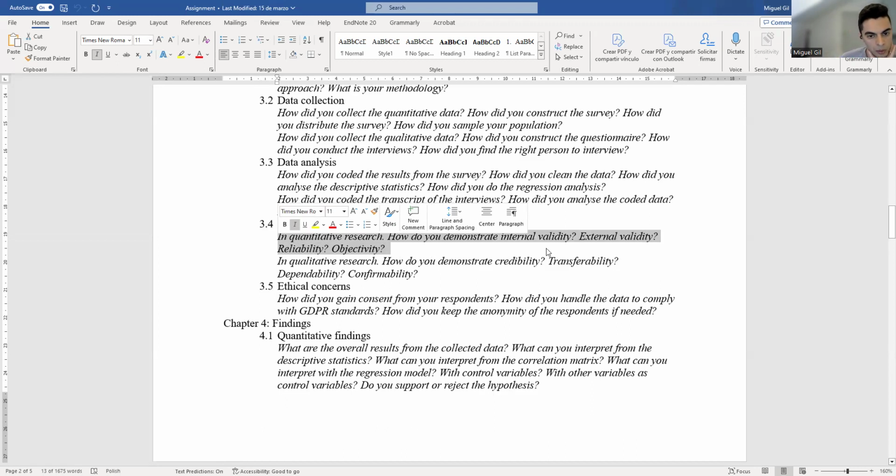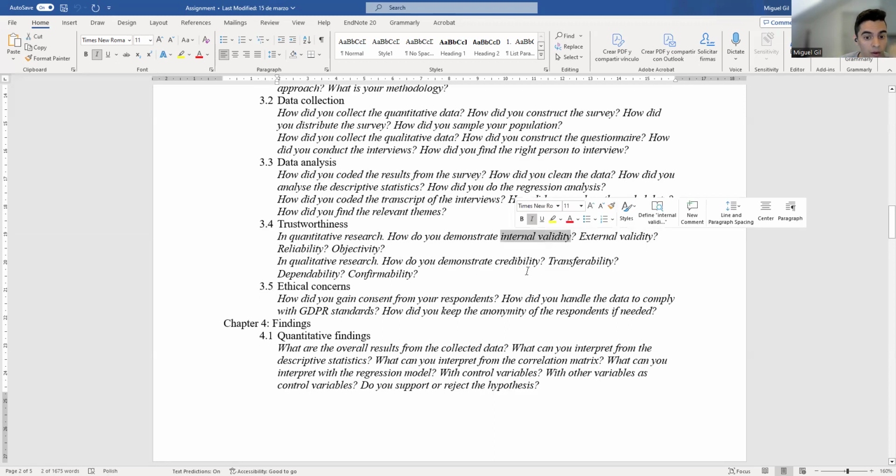So how did you demonstrate internal validity? Again, go back to the lecture where I explained that, but internal validity is the Cronbach alpha. Do you remember we did that? You can also say that the model fit test that we did in the regression analysis is also a proof of internal validity. For external validity, discuss that all of our variables are borrowed from previous research.